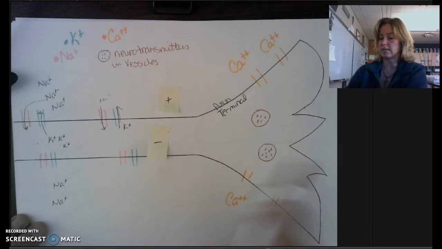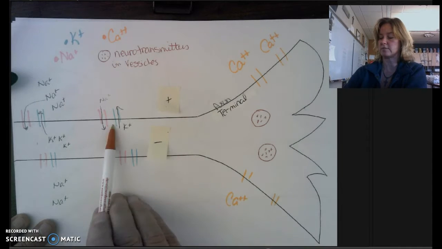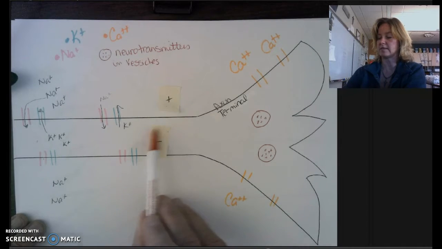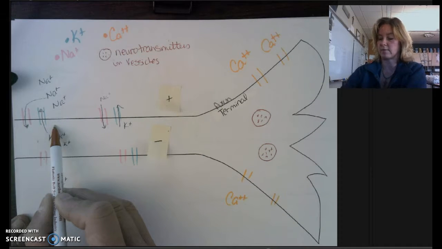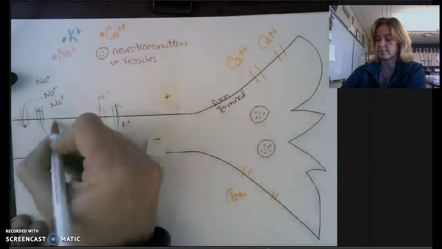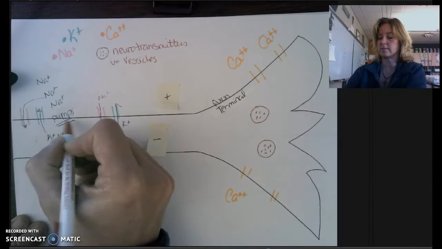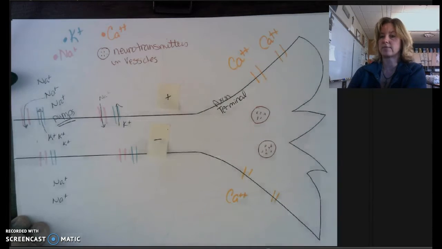All right, in the meantime, as these charges are taking place and moving down the axon, keep in mind that on this diagram I do not have the pumps, but the sodium-potassium pumps are working to reestablish that resting gradient or resting potential.